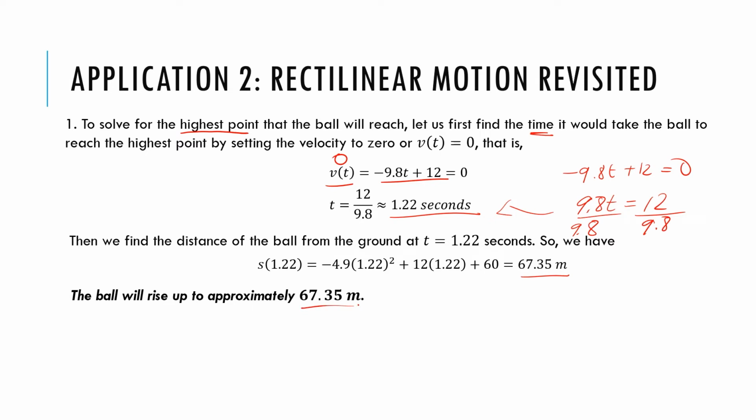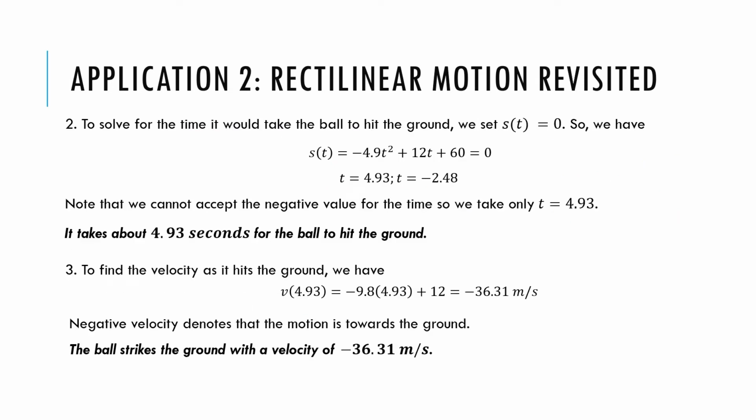Okay? Number 2, kailangan naman natin i-solve yung time na magti-take the ball or babagsak yung ball sa ground. So, kailangan natin iset yung s of t sa 0. So, yun, makukuha natin is 4.93 and negative 2.48 kasi nga quadratic equation yan. Recall your grade 9 lesson sa quadratic equation. So, we cannot accept negative 2.48 kasi walang negative value for the time. So, ang tatanggapin natin is 4.93. So, 4.93 yung time, or 4.93 seconds yung time para yung bola maka-hit sa ground.